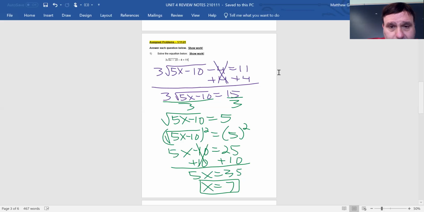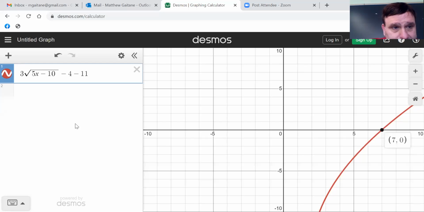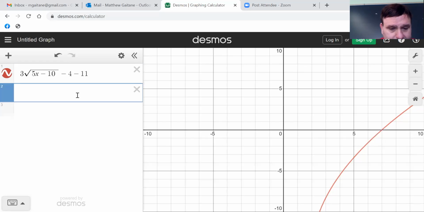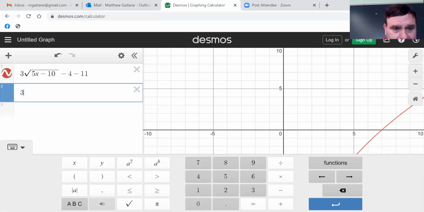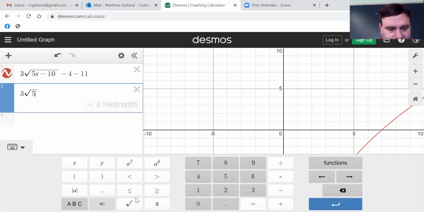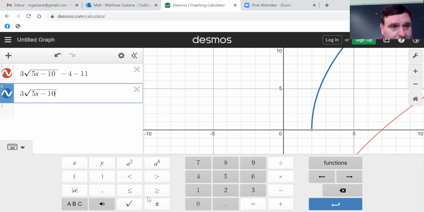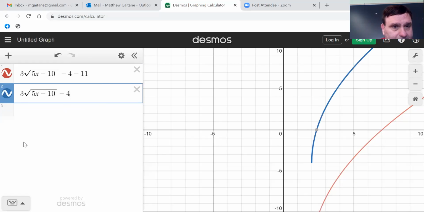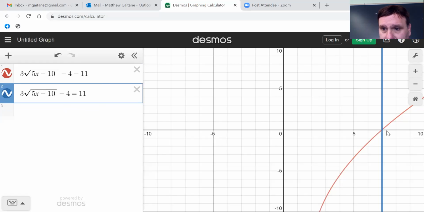From there, we can check it on Desmos. I have this prepared for you, but if you're putting it in, it's 3 times the square root. The square root is on the keypad: radical 5x minus 10. Remember to keep x a lowercase letter. Minus the 4 outside equals 11. And in order to get this x-intercept, remember we're going to change 11 to minus 11. And we have what we have here.